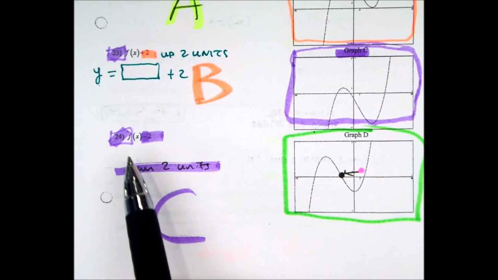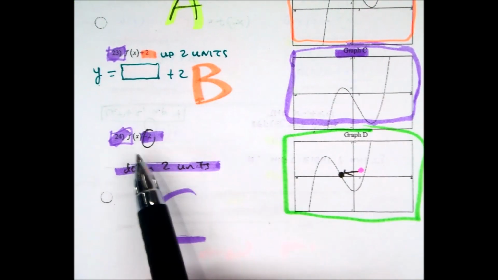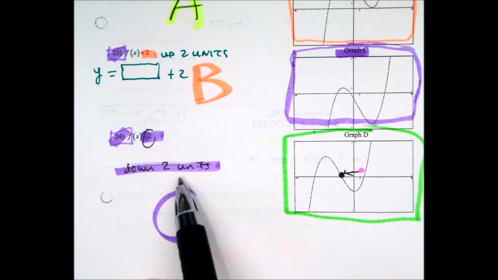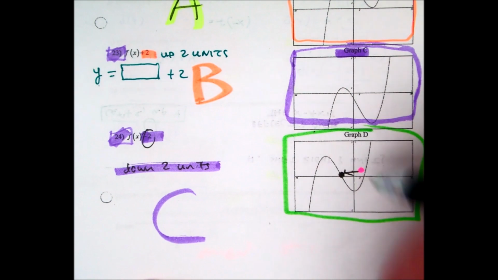And the last one has the function of minus 2. The minus 2 is on the outside, to the right, that means you're going down 2 units. That would be choice C. Graph is being pushed down.